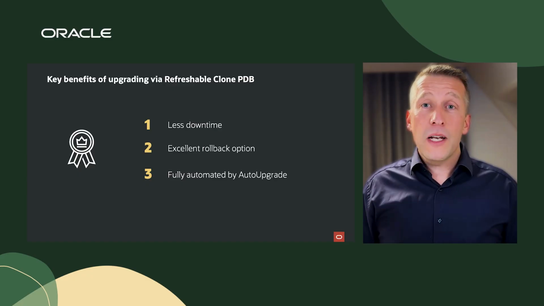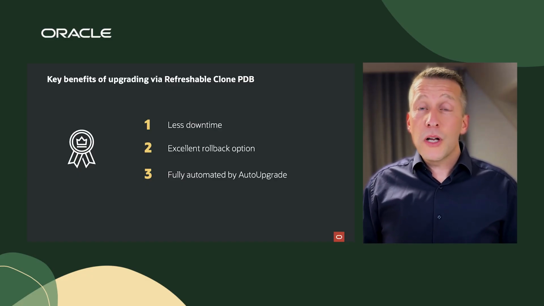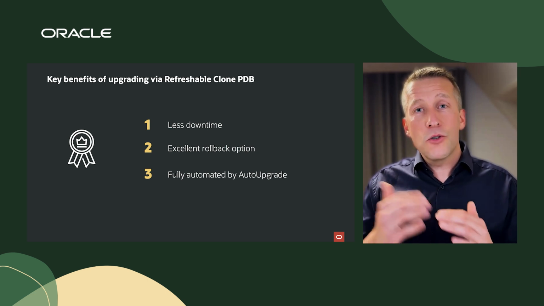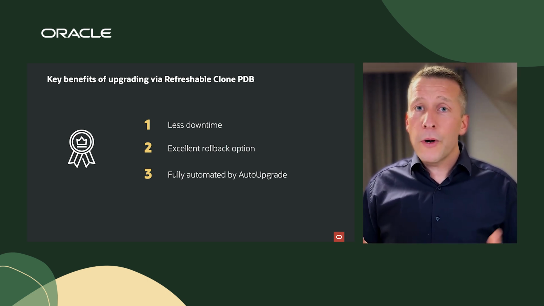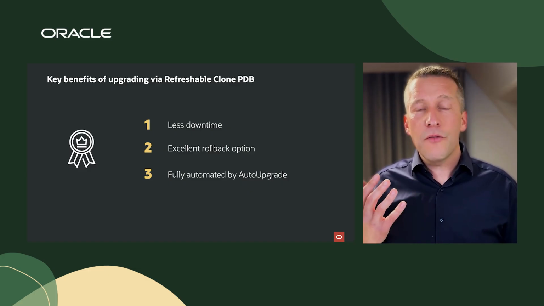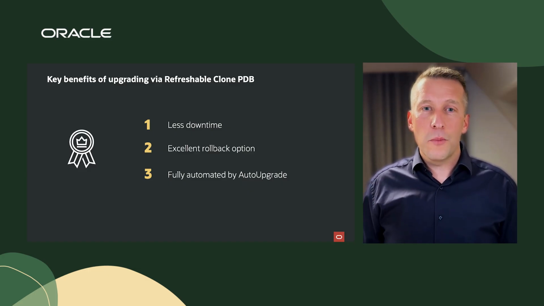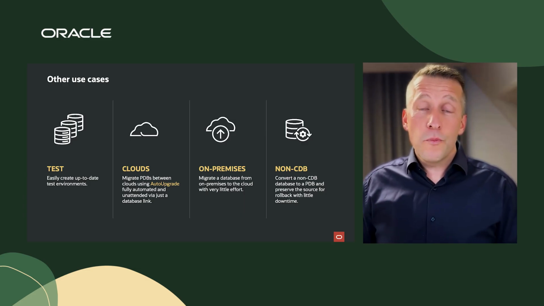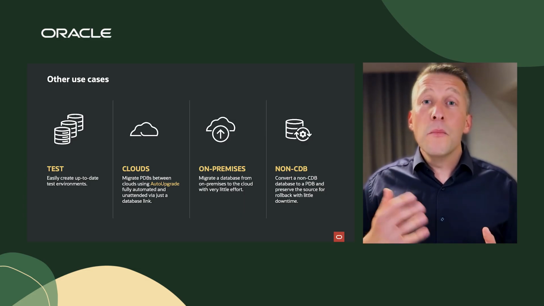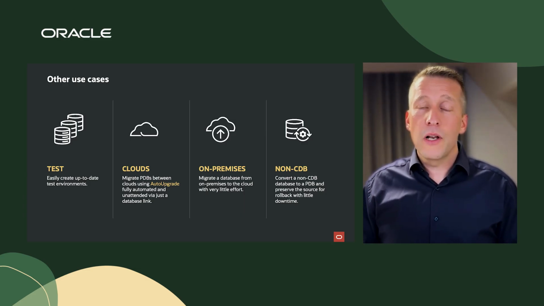So by upgrading with AutoUpgrade and refreshable clones, you can really minimize the downtime needed to go to 23AI. It is still fully automated by AutoUpgrade, as you saw in the demo, and you have a really excellent rollback option. You can use AutoUpgrade and refreshable clone PDBs for upgrades, but there are multiple use cases where this can be really useful as well.